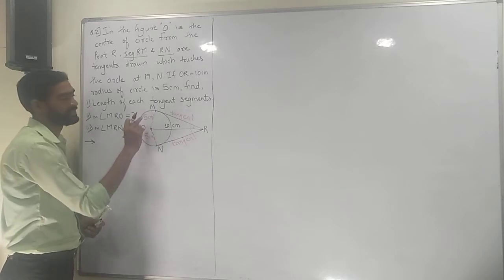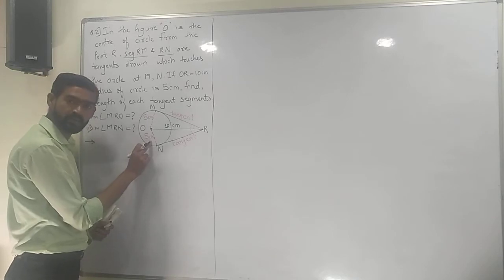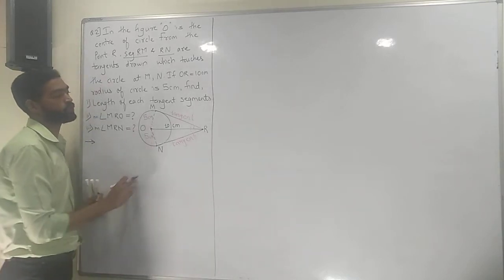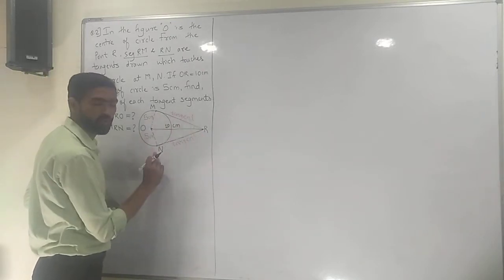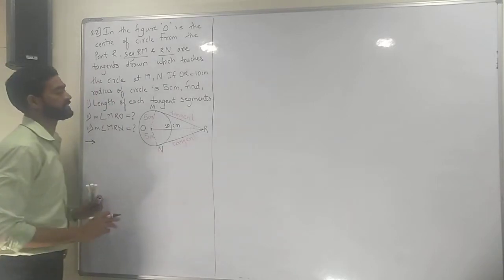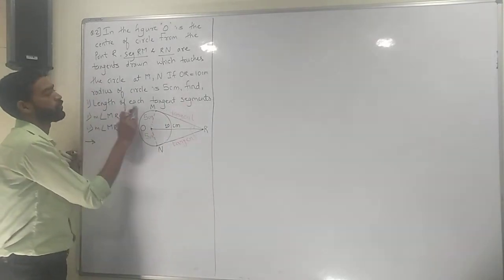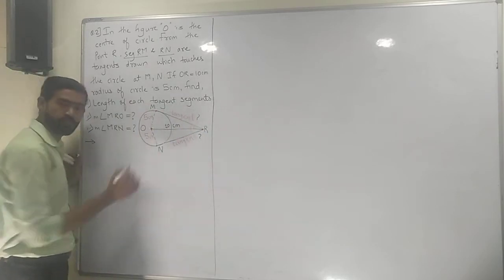Look, OM is what? OM will be the radius of the circle. Similarly, ON will also be the radius of the same circle. So 5 centimeter each. Now what do we know? RM is a tangent. RN is also another tangent. Then what do I need to find? Find the length of each tangent. So I need to find the length of these tangents first.